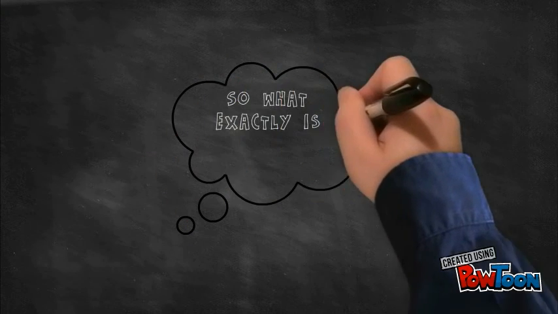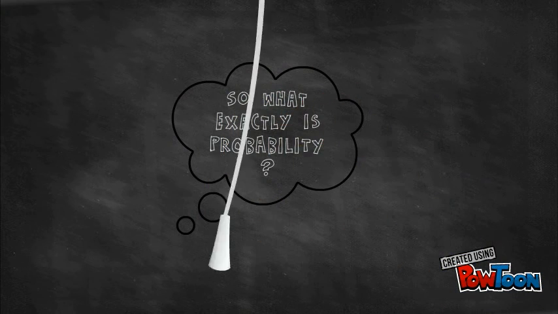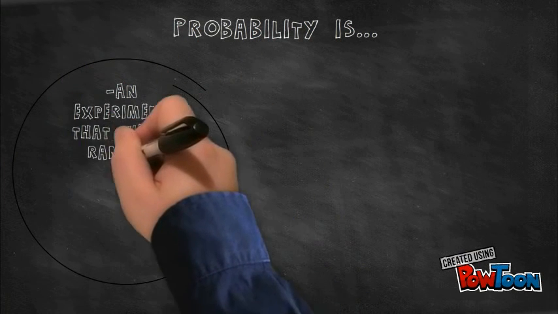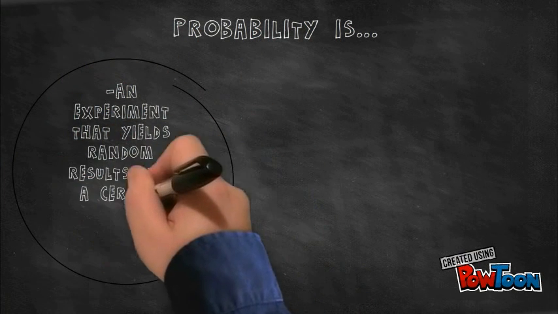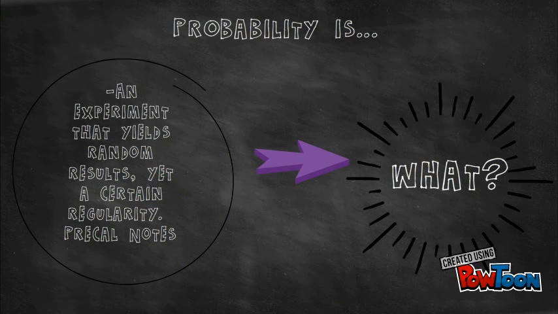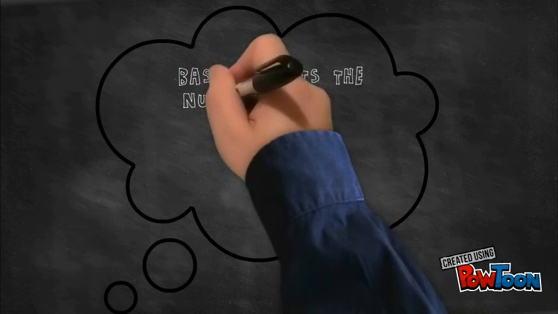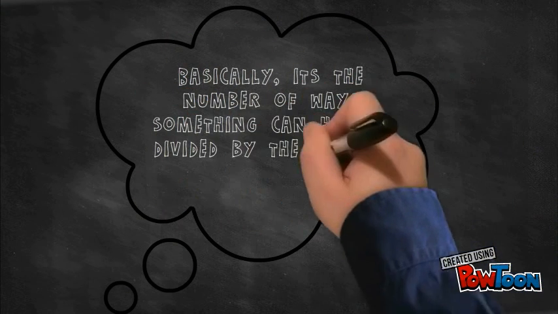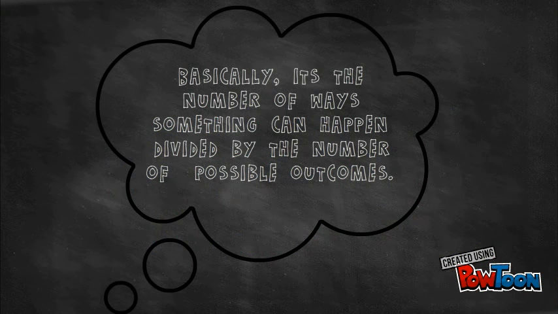So, what exactly is probability? Probability is an experiment that yields random results, yet a certain regularity, and I got that from our pre-cal notes, so that might sound a little bit familiar. But what does that mean? In other words, it basically means that it's the number of ways something can happen divided by the number of possible outcomes.